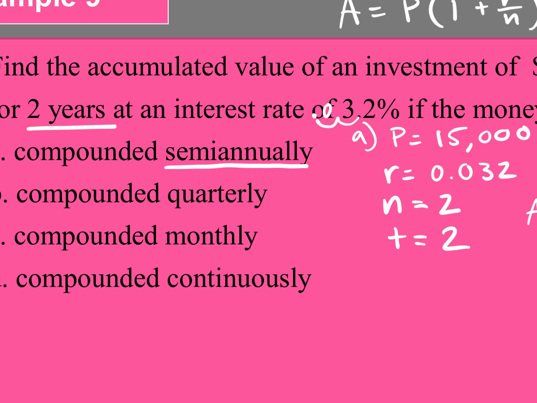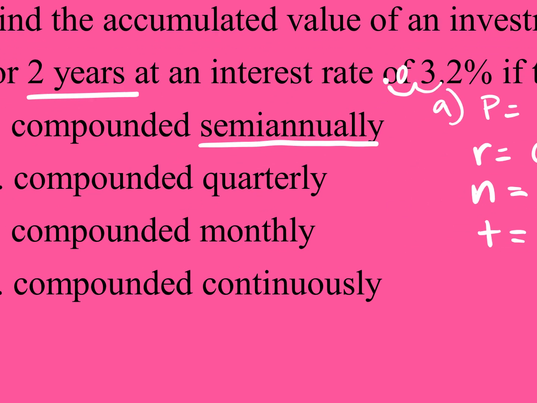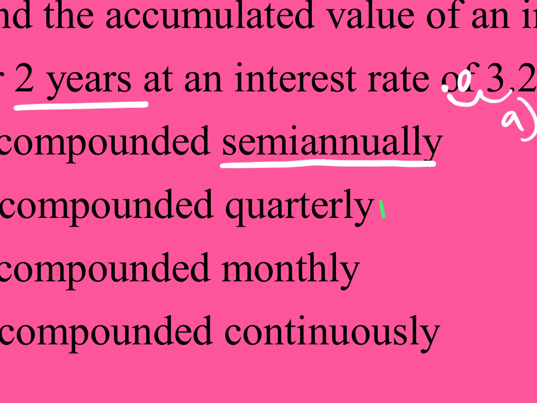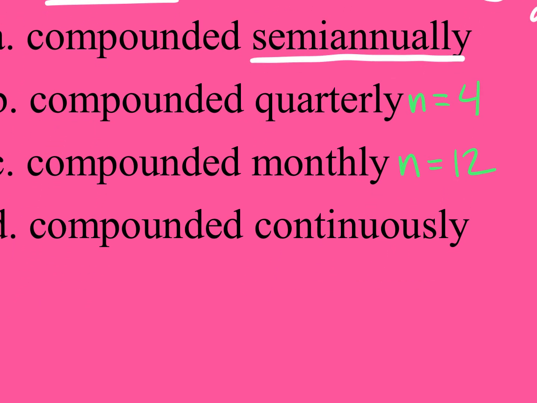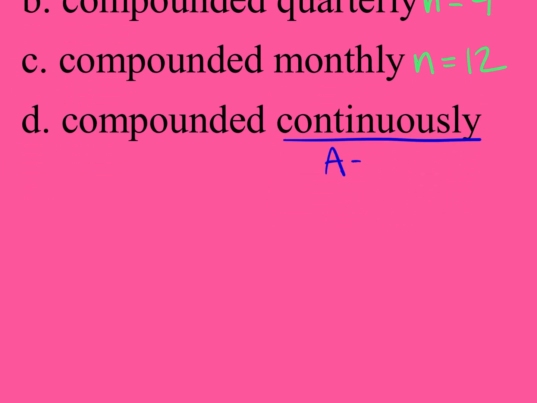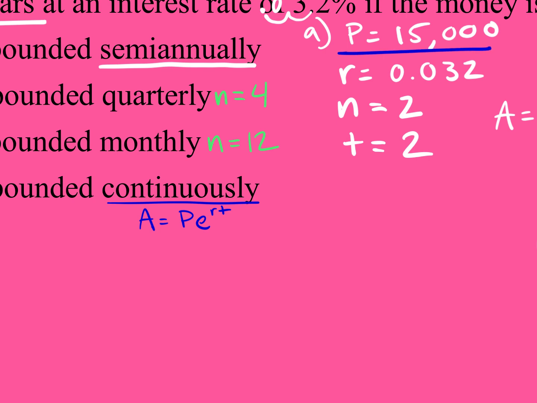For B and C, they're the same. So we use the same formula. When it's compounded quarterly, what would our N be? N would be 4. When it's compounded monthly, what's our N? N would be 12. So just pay attention to the wording for your N. D is a little bit different because it's compounded continuously. If something's compounded continuously, we use our A-PERT formula. A is equal to P times E to the power of RT. So we have the same P and R and T here.